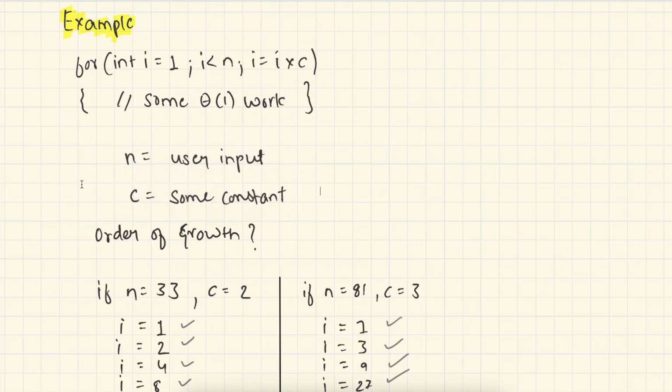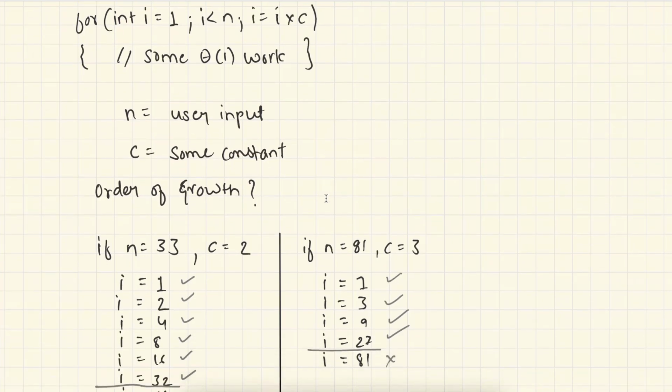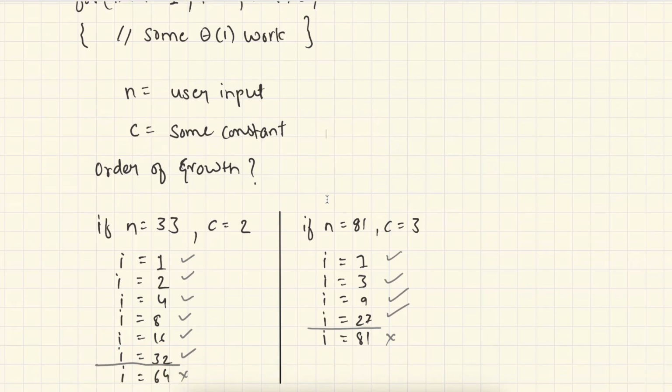Now if I ask you what is the order of growth of this function, it is difficult to say, because instead of adding and subtracting, we are simply multiplying by the constant in each iteration. So no problem. To solve this issue, let's dry run this example with some arbitrary values. Let's say n equal to 33 and c equal to 2, and dry run this for loop.